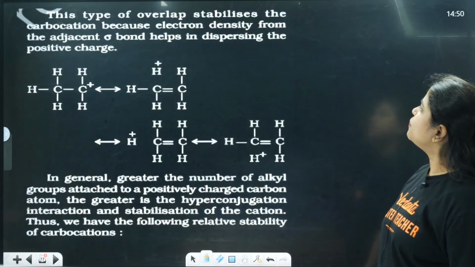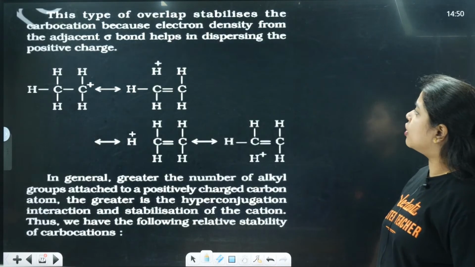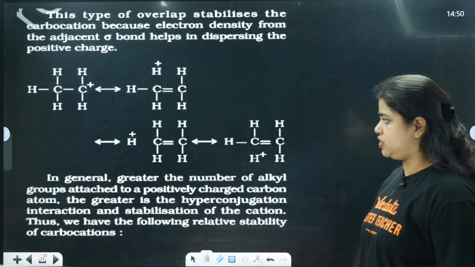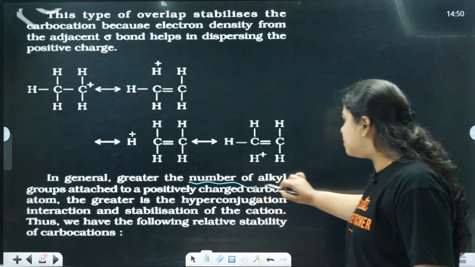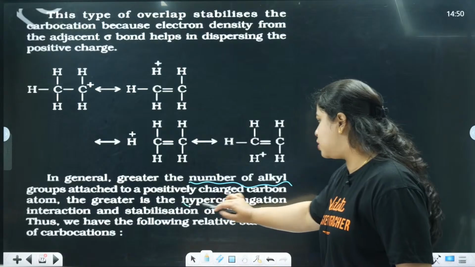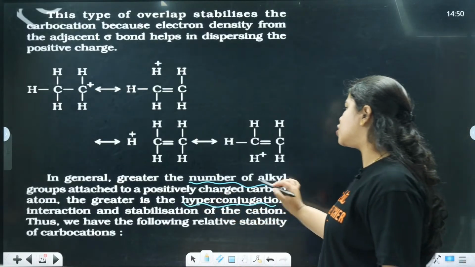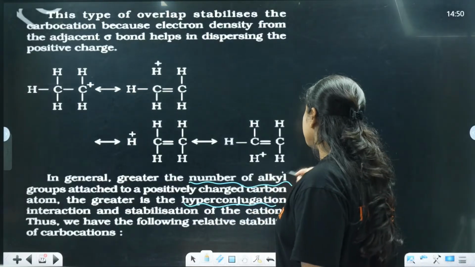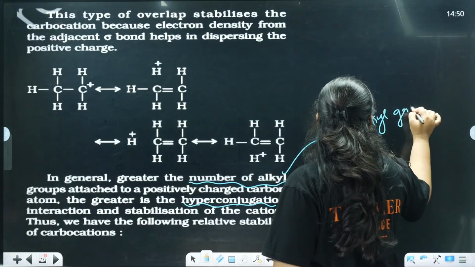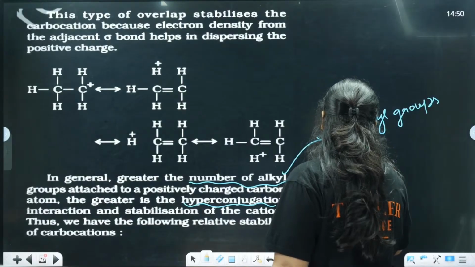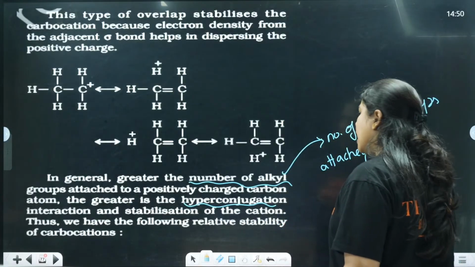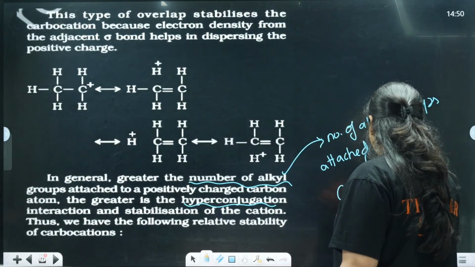Yes. Next, this type of overlap stabilizes the carbocation because electron density from the adjacent sigma bonds helps in dispersing the positive charge. So in general, the greater the number of alkyl groups attached to the positively charged carbon atom, the greater is the hyperconjugation. So when will there be greater hyperconjugation? When there is a greater number of alkyl groups attached to the positive carbon. Then only will it have greater hyperconjugation.